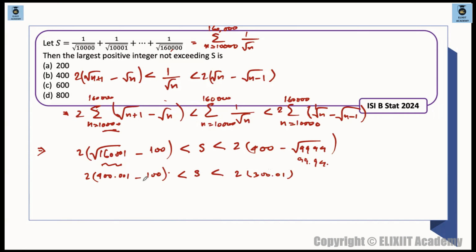And then next we have to just simplify this thing. So again, we are having 400.001 minus 100 and then multiplied by 2. This will be approximately around 600.003. This quantity will lie somewhere between 600.003 and 600.01. Again, the largest positive integer not exceeding S is definitely 600. This S is lying in this range. So definitely the integral part of this will be 600. Option C will be correct.